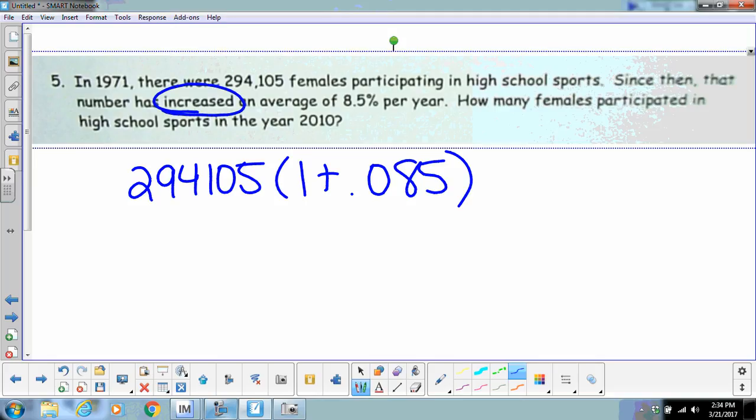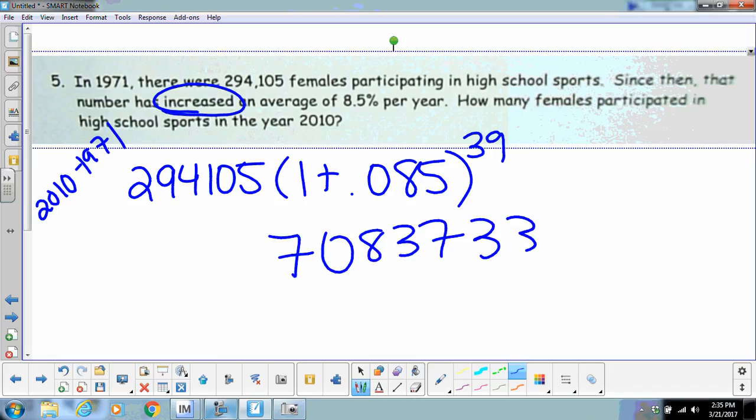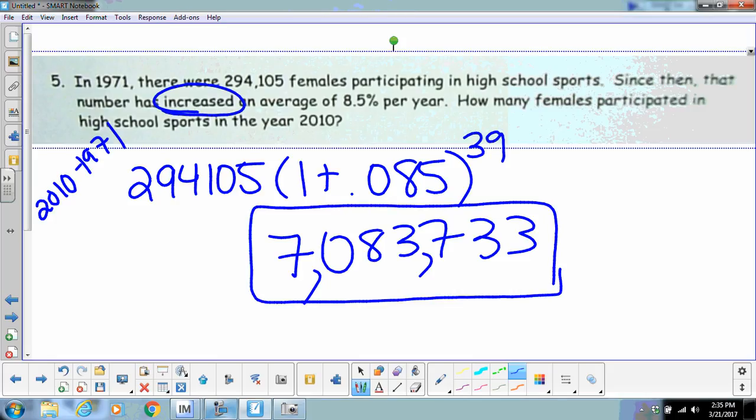So we need to go 2010 minus 1971. And that is going to give you 39. So this right here, you're going to type straight into your calculator. And that's going to give you an answer of 7,083,733. Remember, we dropped the decimal because we're talking about people. All right, moving along.